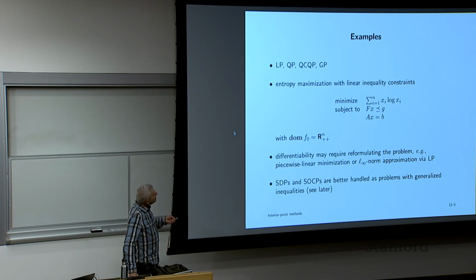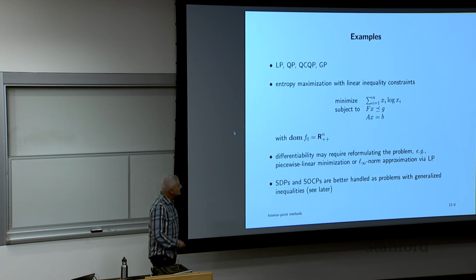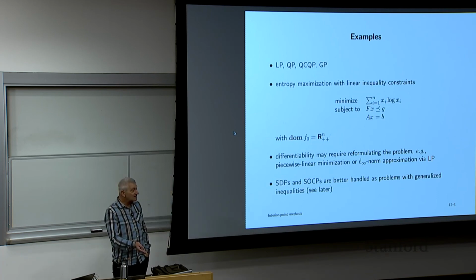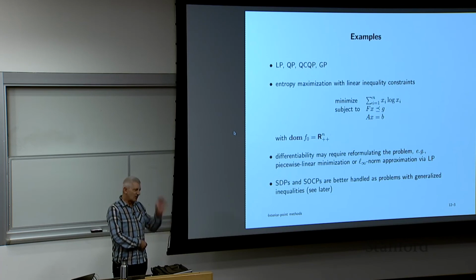Here's one: entropy maximization with linear inequality constraints. Here would be a fun one. x represents a probability distribution on some finite number of things. This says minimize the negative entropy, that is, maximize the entropy over all distributions that satisfy linear equality constraints and linear inequality constraints. Now, a linear constraint on a probability vector is precisely the same as an expectation of a function on the event space, which is these n things.